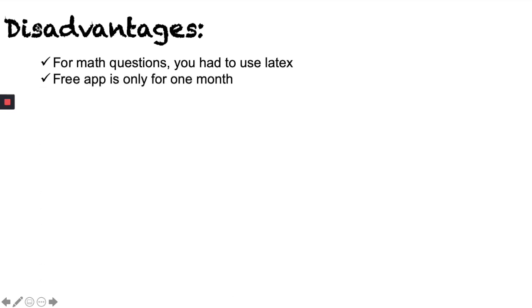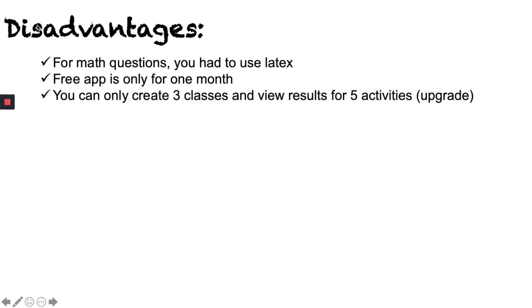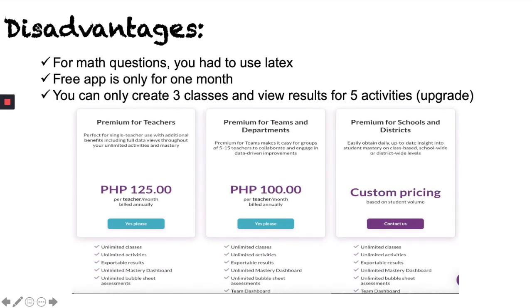Now, the disadvantages. For math questions, you have to use LaTeX. Now, in this case, it is somewhat confusing at first because you have to memorize the codes as well as the rules on how to use LaTeX. Free app is only for 1 month. Now, if you want to create more than 3 classes and view results for more than 5 activities, you need to upgrade. By the way, here is the amount if you need to upgrade.